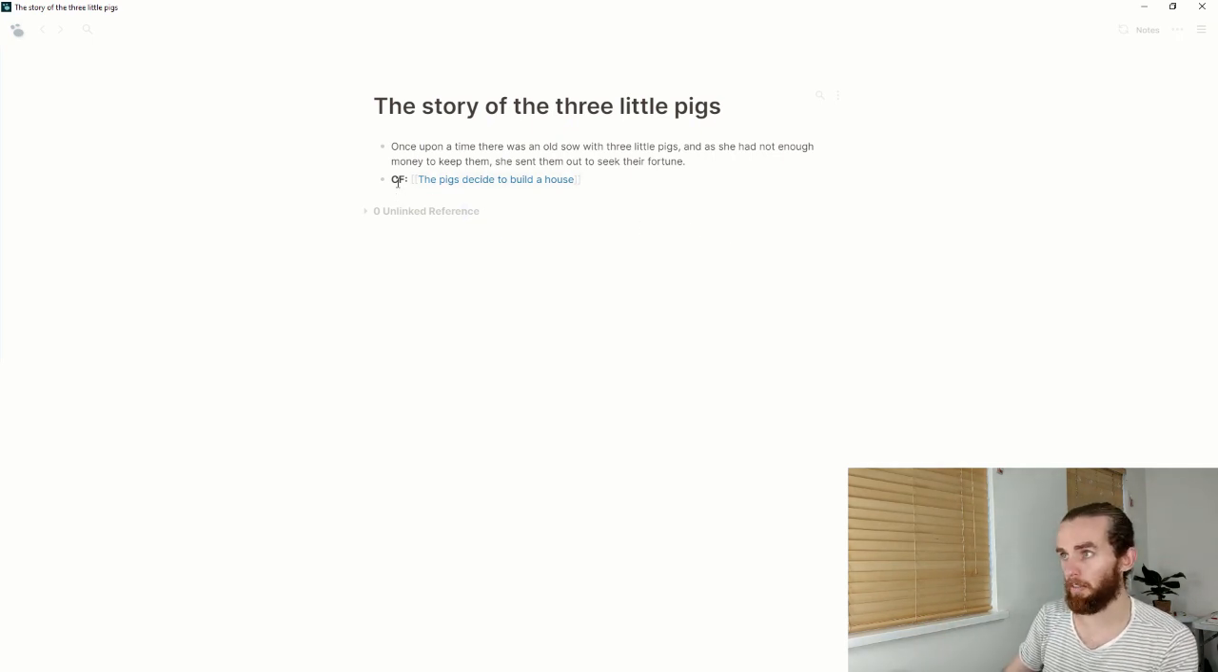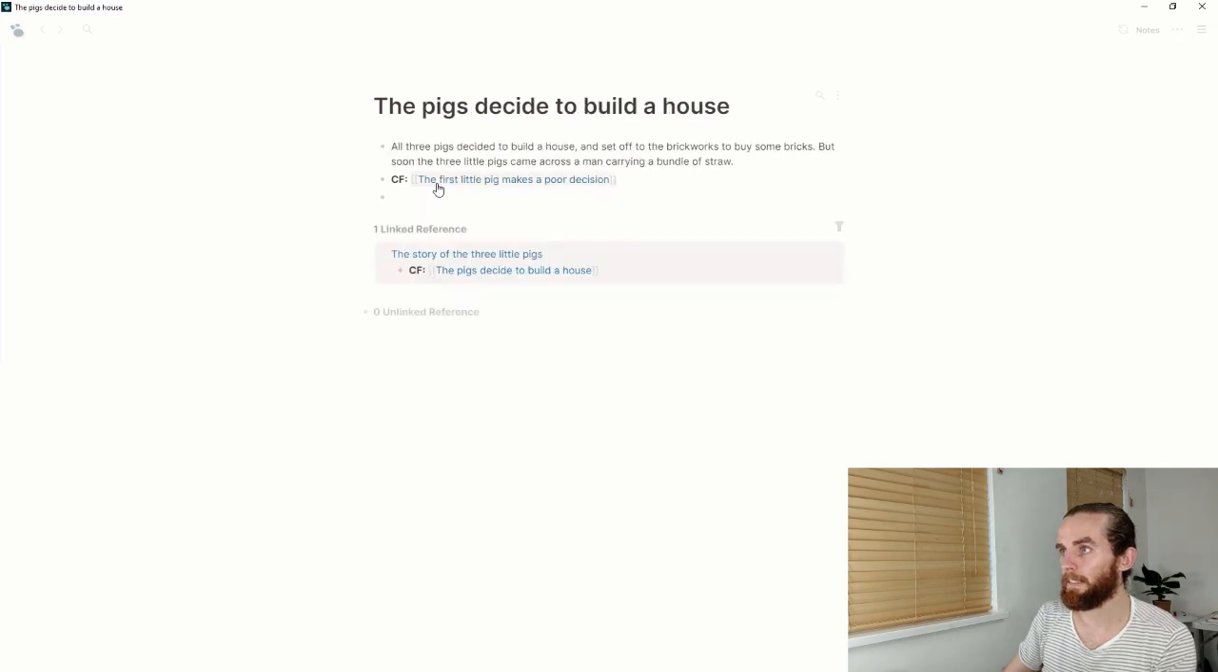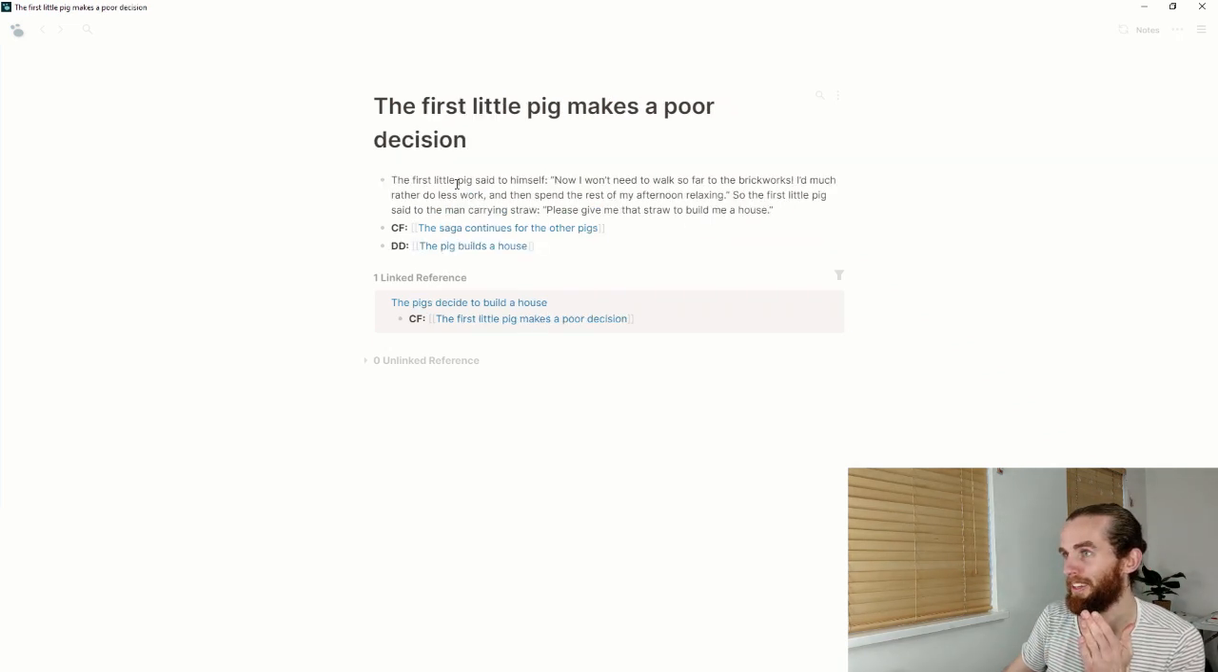So continuation of the flow CF, the pigs decide to build a house. So all three pigs decide to build a house. They came across a man bundling straw. What is the continuation of the flow CF? The first little pig makes a poor decision. So that's the tweet version of my notes.